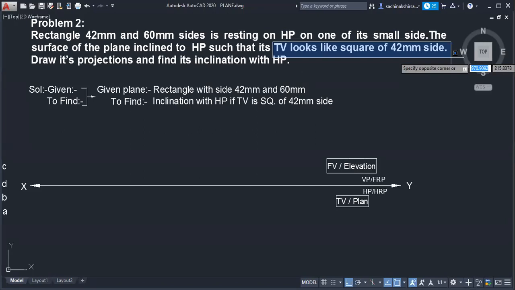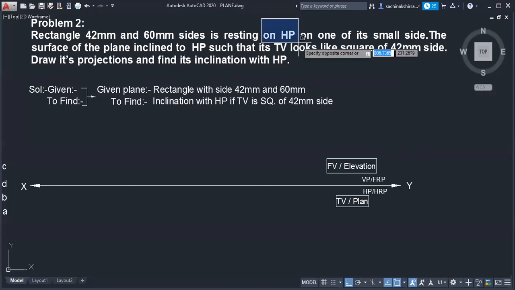Otherwise, this problem is the same. Let us check our accuracy on our own. Once again, I will read this problem. A rectangle, the same rectangle, is given, 42 mm side and 60 mm, 42 and 60. Where it is resting or where it is lying is most important.